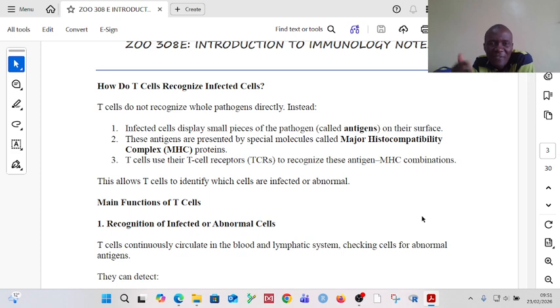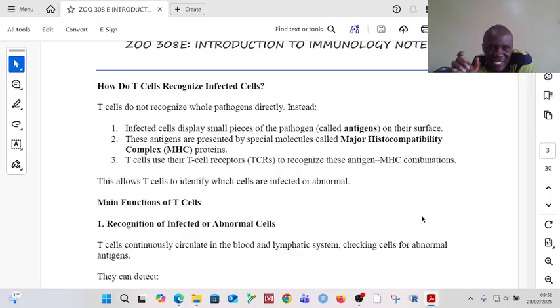So you have an infected cell. That infected cell, on the surface of that cell, there will be antigens, pieces of the pathogen which has infected that cell. Okay? On the surface of that cell. The antigens are on the surface. Those antigens belong to the pathogen. They are not part of your body. Okay? Then those antigens are now presented by special molecules, what we call the MHC proteins.